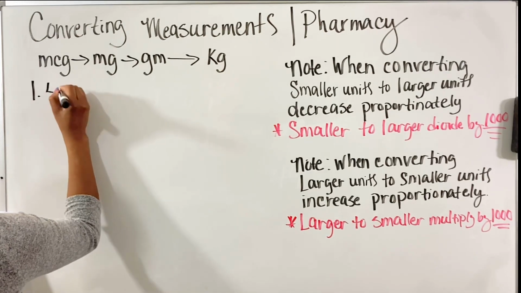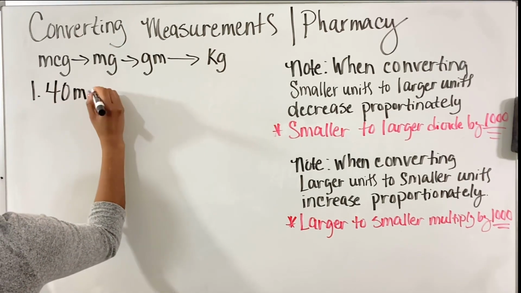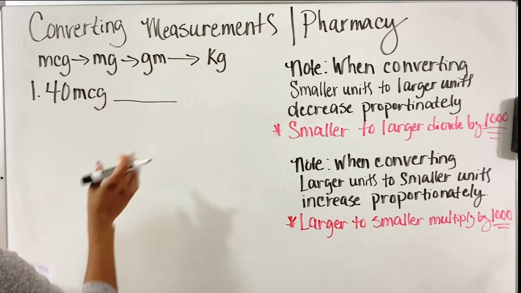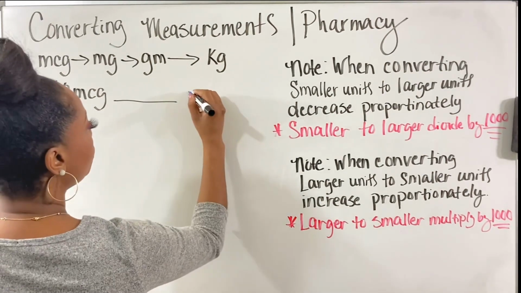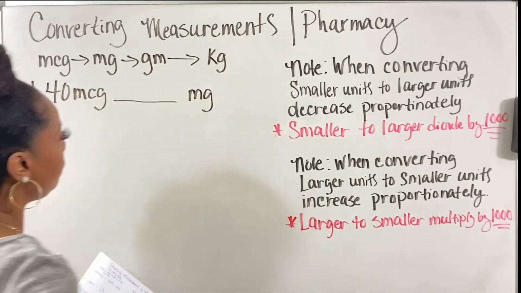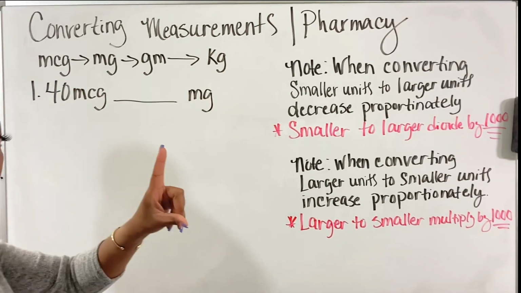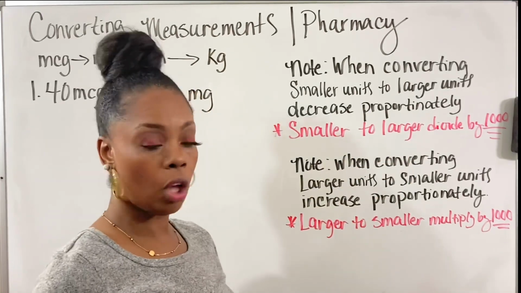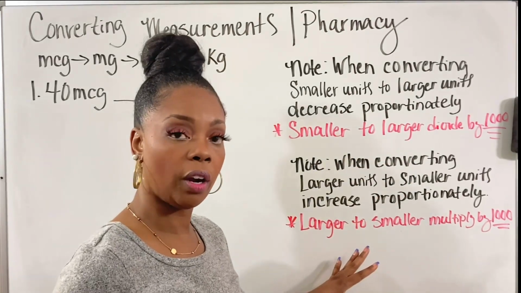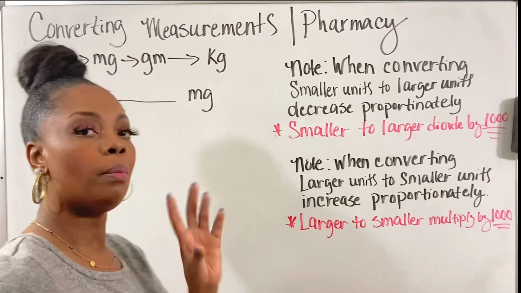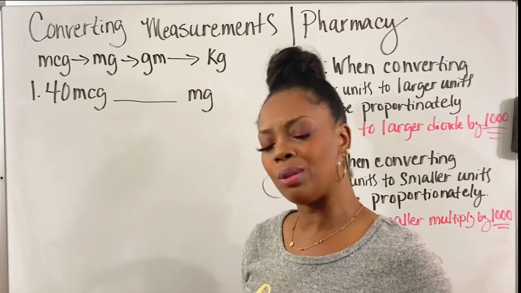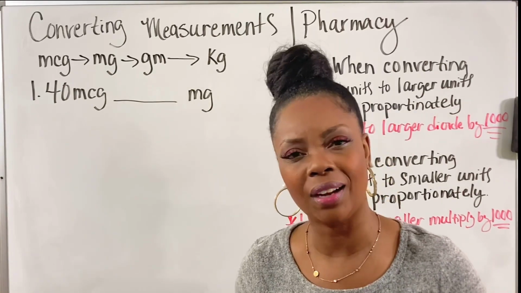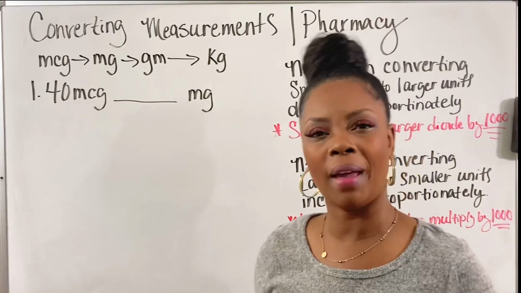So number one, say that you have 40 micrograms, okay? And you are trying to convert this into milligrams, okay? So we're only moving one unit, okay? Either we're moving from smaller to larger or larger to smaller, and we have to follow these rules that I have right here, all right? Okay, so please pause the video, go get you a calculator. Go get a calculator, all right? We don't try to do this type of math in our head.